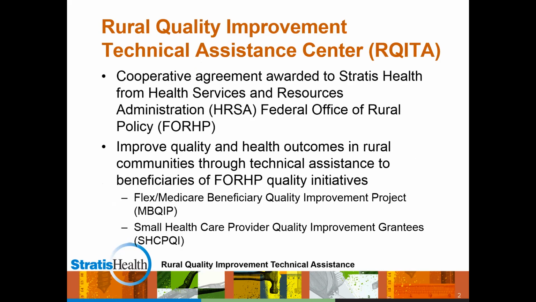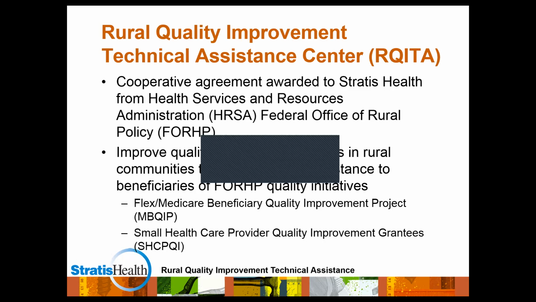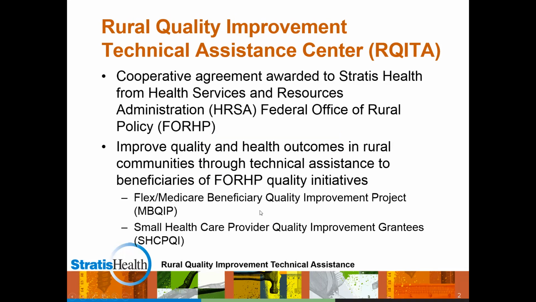And I'm here with you today in our capacity as the Rural Quality Improvement Technical Assistance Center, or RQITA. That is funding that we receive through the Federal Office of Rural Health Policy, which is also where the Oklahoma Flex program that Laura works for receives their funding. And we have the opportunity to work with the state Flex programs and the critical access hospitals that they support in their quality improvement efforts. So typically what that means is talking about the Medicare Beneficiary Quality Improvement Project, or MBQIP.